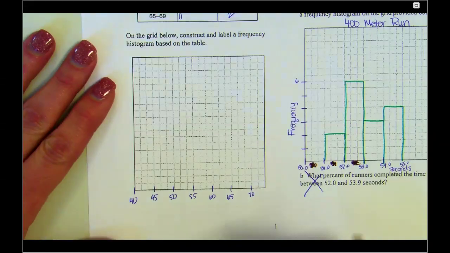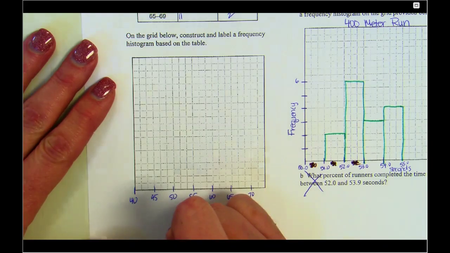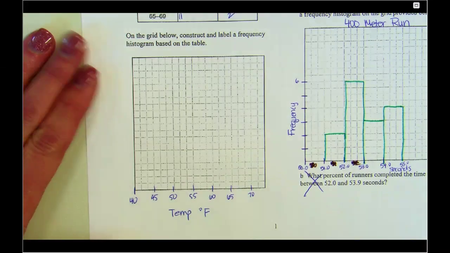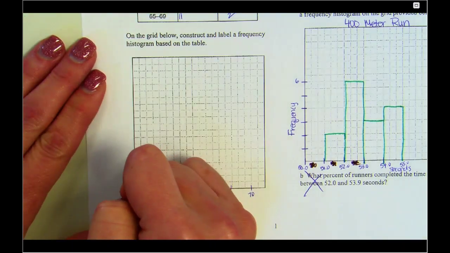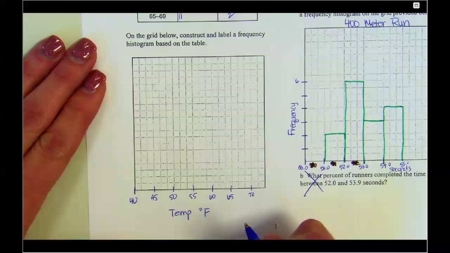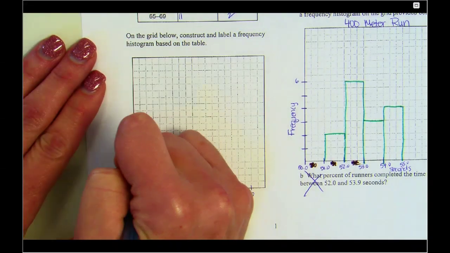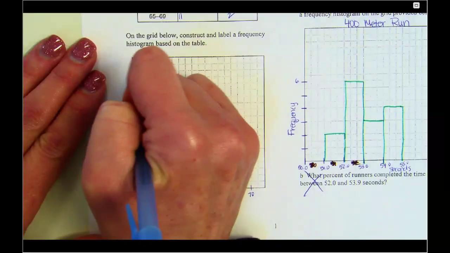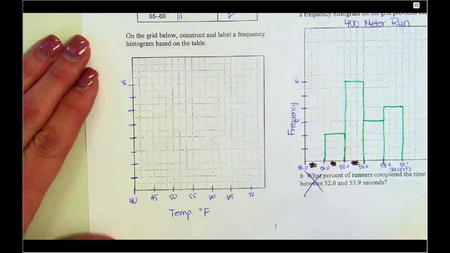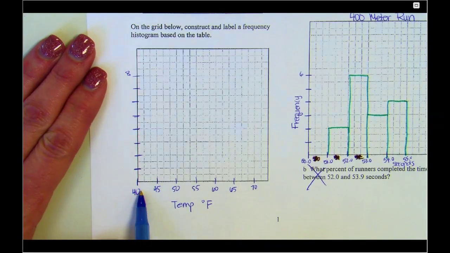Good job. These are temperature. This is temperature down here, in degrees Fahrenheit. And frequency has to go up to 8. Can you count by twos? Do you have enough room? Like if you do 2 boxes, 1, 2, 3, 4, 5, 6, 7, 8. Okay.